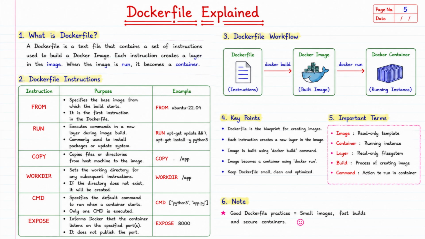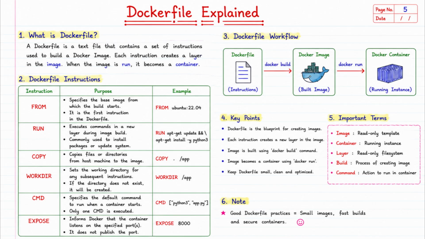Now that we understand the workflow, let's take a closer look at the Dockerfile. A Dockerfile is the blueprint used to build a Docker image. It contains a sequence of instructions, and every instruction creates a new layer in the image. Let's understand the most commonly used instructions. FROM specifies the base image. Every Dockerfile starts with this instruction because Docker needs a starting point.